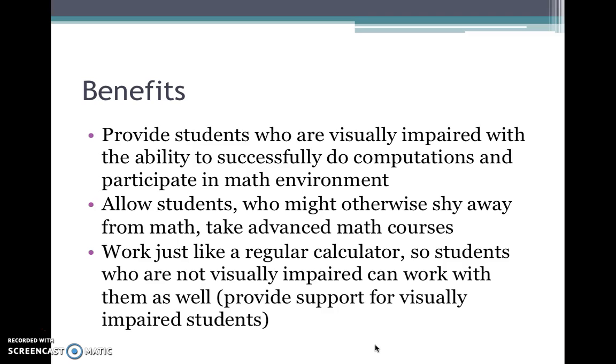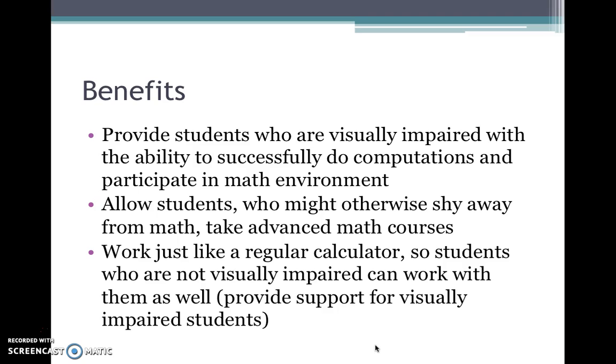It also allows students who may otherwise choose not to follow a math career feel more comfortable doing so. They're going to be able to take those more advanced math courses and not feel like they don't belong because they can't use the same technologies that other kids are using.